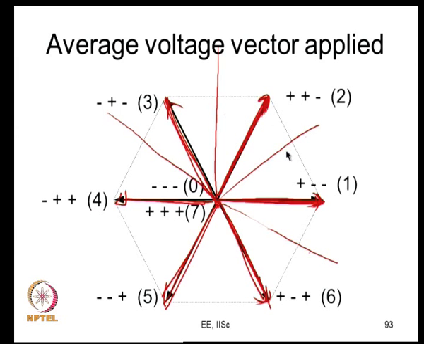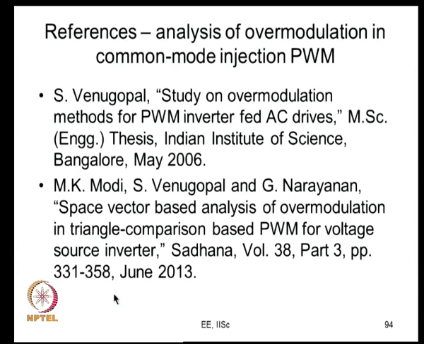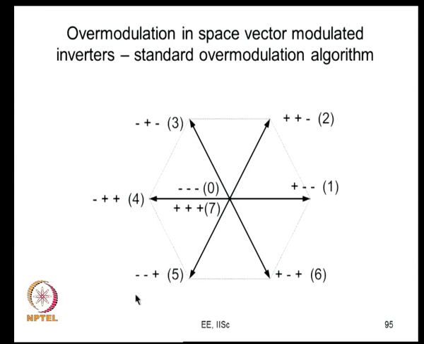In all of them within the 60 degree, this is the only vector applied, and this is your 6-step mode. This is your square wave operation now. So, you can find things from this thesis, I mean this paper in Sadhana journal. This talks about the analysis of sine triangle PWM and also the common mode injection PWM from a space vector point of view. Okay, this would be a good reference now.